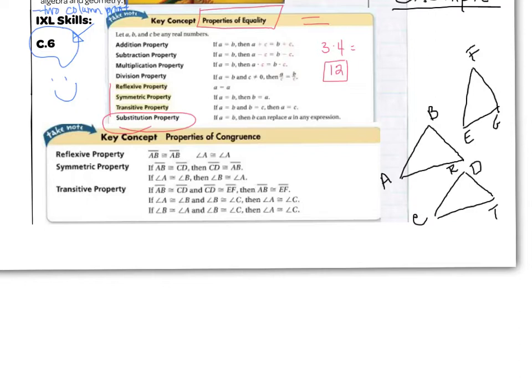It says the reflexive property: AB equals AB. So clearly we can see here AB does equal AB, and more or less angle A equals itself. So it's kind of like a mirror image. If you look at yourself, you're going to have yourself. The next one is going to be the symmetric property.